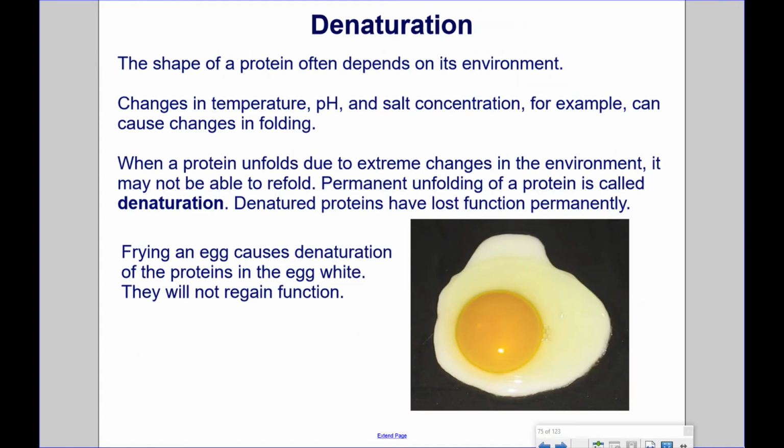Denaturation. The shape of a protein often depends on its environment. Changes in temperature, pH, and salt concentration, for example, can cause changes in folding. When a protein unfolds due to extreme changes in the environment, it may not be able to refold. Permanent unfolding of a protein is called denaturation. Denatured proteins have lost function permanently. Frying an egg causes denaturation of the proteins in the egg white. They will not regain function.